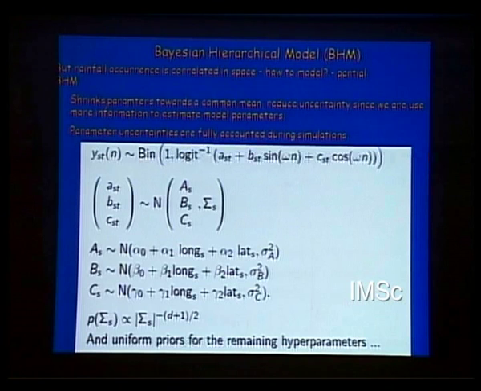So you can throw in all other information from your physics that you think is going to explain the occurrence of rainfall in that region. That would be lat, long, elevation, or if you are here, it would be distance from the coast, and so forth. So you can add all of that here. And then you can also have a prior. This is the prior on the covariance of the A_s, B_s, and C_s.